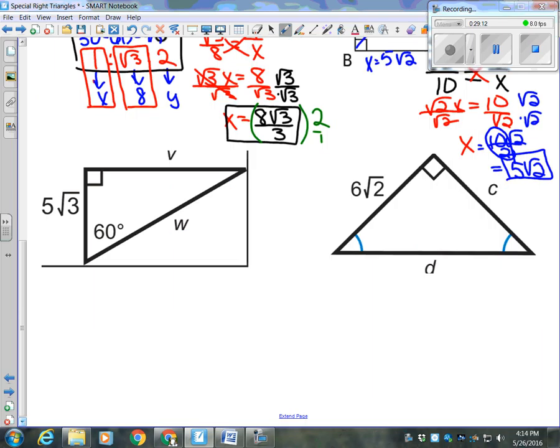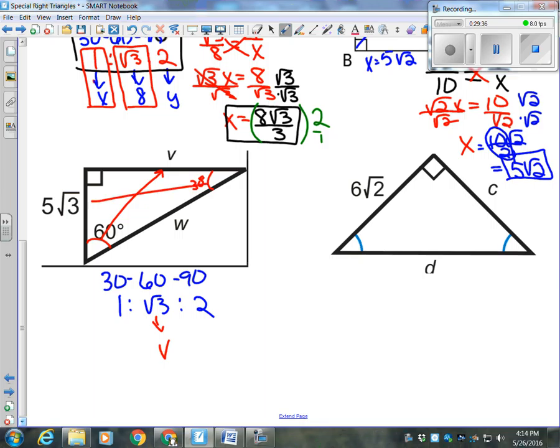All right, we're down to the last two. Hopefully this is getting to be a little easier. This is 30, 60, 90, so if I set up 30, 60, 90, hopefully my proportions are 1, square root of 3, 2. Hopefully that is becoming more and more familiar to you. Look and see what you have. Across from the 60 is letter V, so this is going to be letter V. Across from the 30 is 5 square root of 3, and then the other one is W.